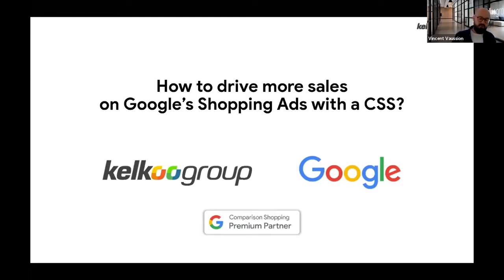After that, in future episodes, we will go a bit deeper, and we will explain how to set up your merchant center, how to optimize your campaigns from the get-go, and how a CSS like Kelkoo can help you along the way. In further future episodes, short episodes this time, we will concentrate on little merchant cases where you will see concretely what we've done with the merchants and the results for those merchants. But let's go back to our topic for today: how to drive more sales on Google shopping ads with a CSS like Kelkoo.